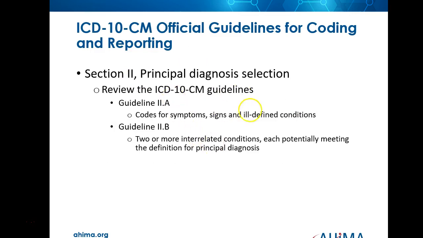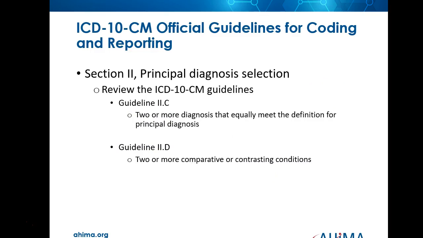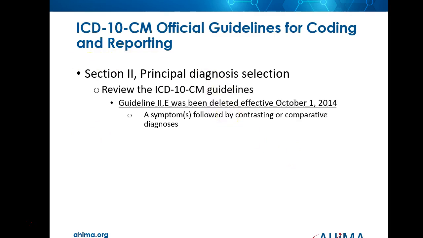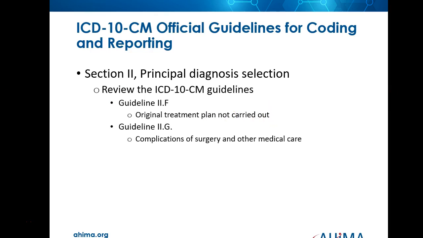There are guidelines that cover signs, symptoms, ill-defined conditions. Very important to understand this guideline 2A, because that determines what we code and don't code. 2B deals with two or more interrelated conditions, each that potentially meet the definition of a principal diagnosis. 2C along the same lines, and 2D, two or more comparative or contrasting conditions. 2E is no longer there, so we're not going to worry about it. 2F, guideline that specifically mentions what happens if an original treatment plan is carried out. And 2G covers complications of surgery.